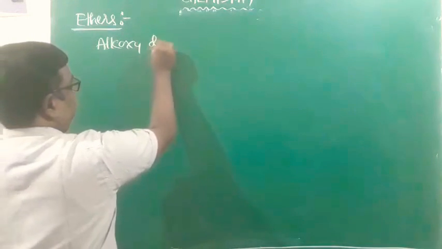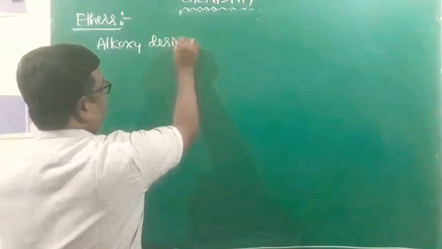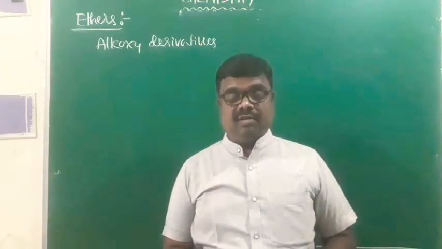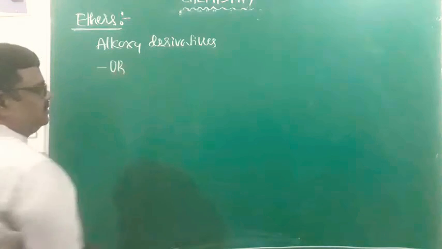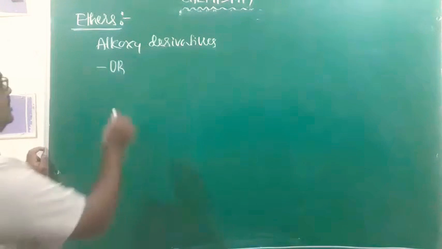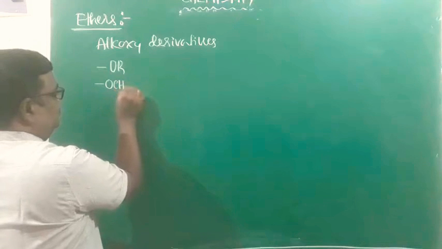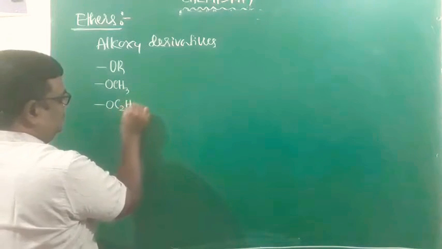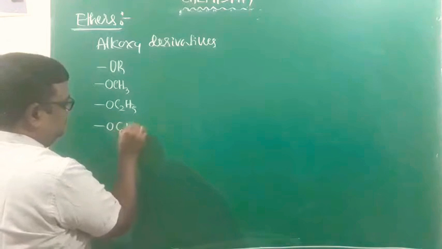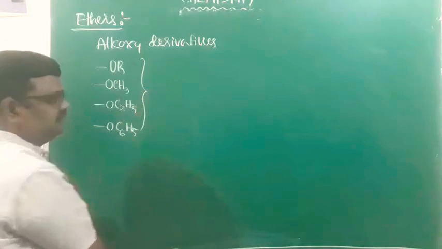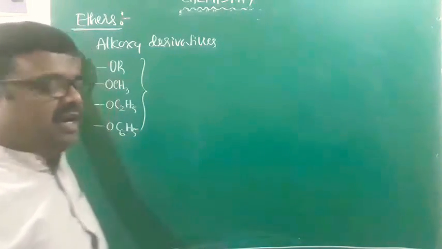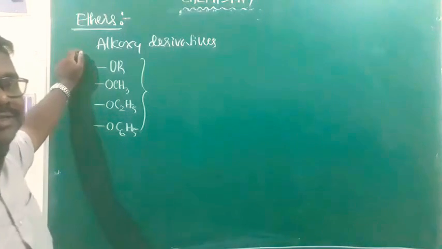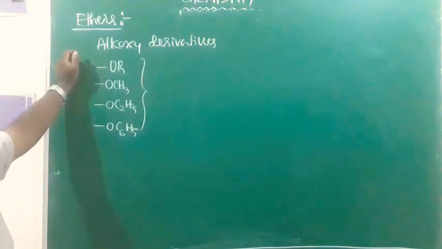Ethers are alkoxy derivatives of hydrocarbons. If one or more hydrogen atoms of a given hydrocarbon are replaced by an alkoxy group, represented as OR, or it can be OCH3, it can be OC2H5, it can be OC6H5, these are all alkoxy groups, you are going to get a class of organic compounds called ethers.